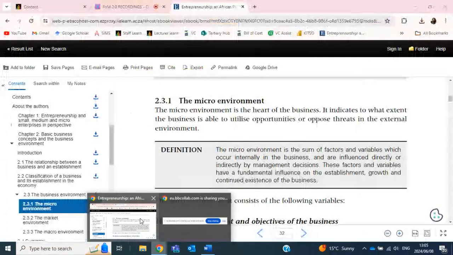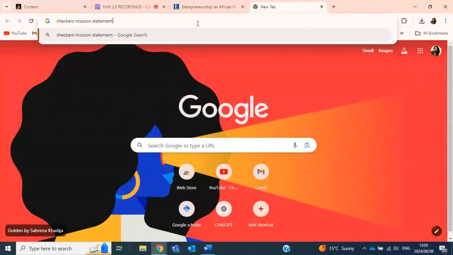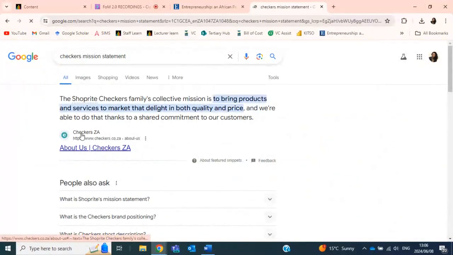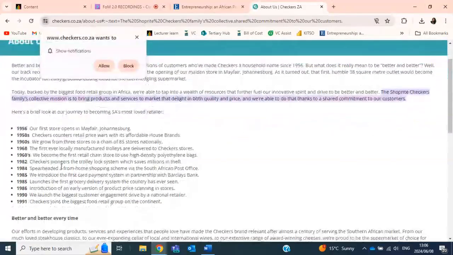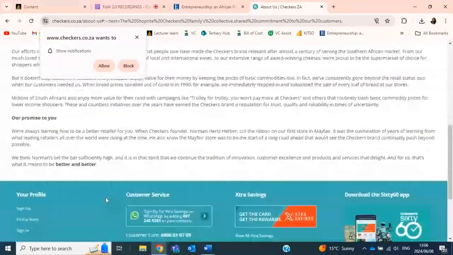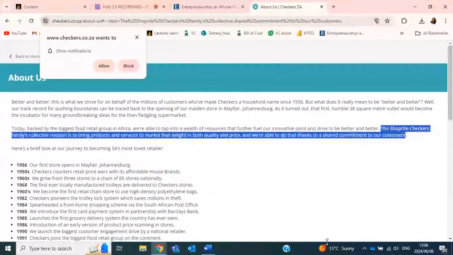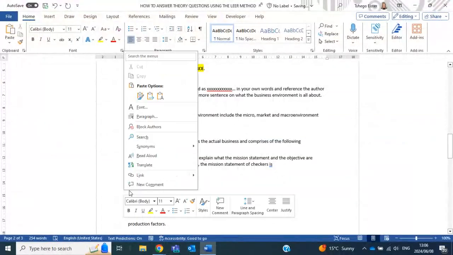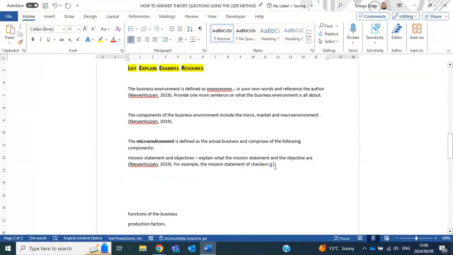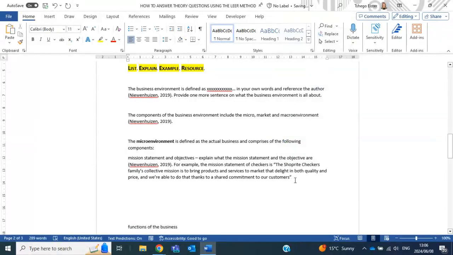And this is where you would then go ahead and Google it. So if you say Checkers mission statement, we nicely get it at the Checkers website, about us, better for everyone, a promise to you. Let's see, the Shoprite Checkers Families Collective Mission. There we go. So you just copy that, paste it down here for the Checkers is, and you put it in direct quotation because we are using their exact words.